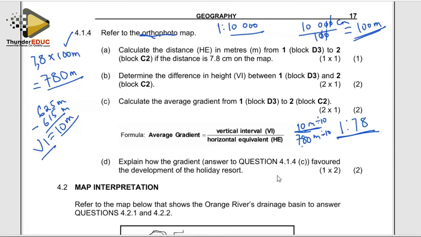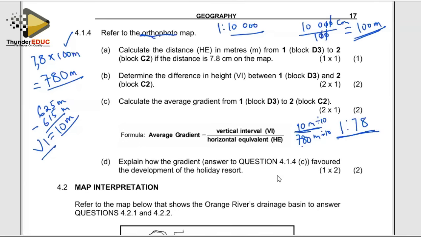Then explain how the gradient in question 14 favored the development of the holiday resort. There is a holiday resort between those 2 points, the gradient of 1:78. 1:78 implies that the area is gently sloping. It's almost a flat area. So how did it favor the construction of a holiday resort?